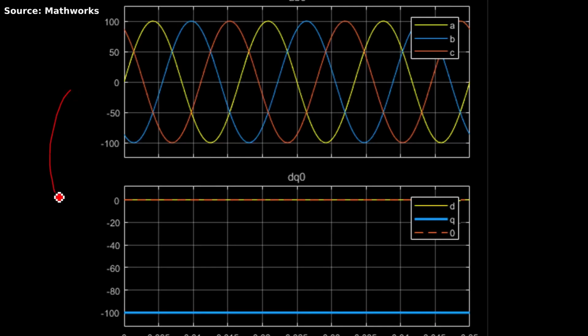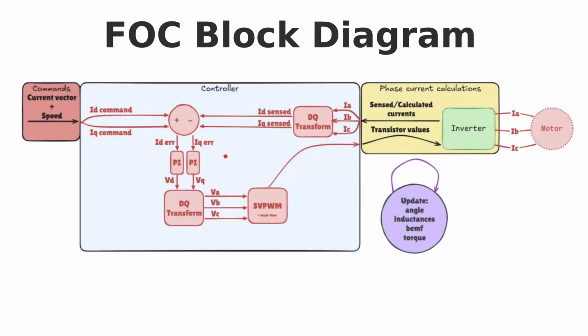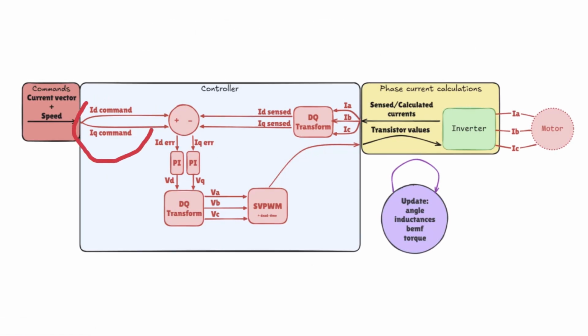In field-oriented control, we transform back and forth between a three-phase stationary reference frame, ABC, and a two-phase rotating reference frame, DQ, using the Clarke and Park transformations. Because the DQ reference frame is rotating, we deal with DC values. I'll explain why that's desirable in a minute. Here's a general block diagram of FOC control. We command certain DC, D, and Q currents.